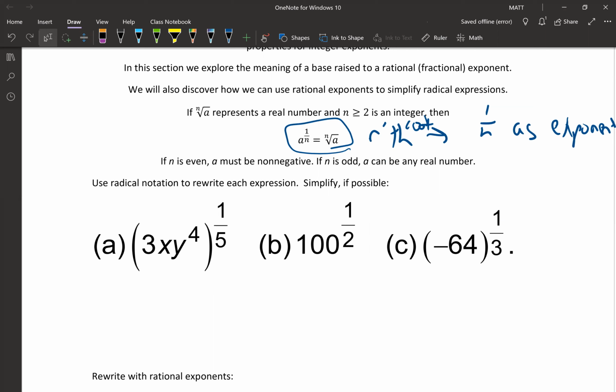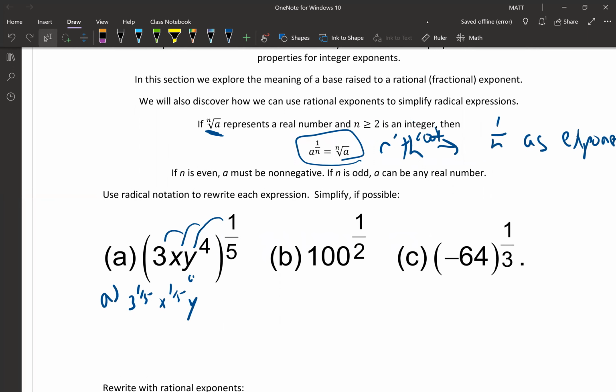So if we have this first one, and it says, let's rewrite this in radical notation. So we want it like this. This is our radical notation. Well, when we have this 1/5, remember we can distribute it to each one of the factors in the parentheses. So we're going to have 3 to the 1/5 power, x to the 1/5 power, and then y to the 4th, and that's multiplied by 1 over 5.